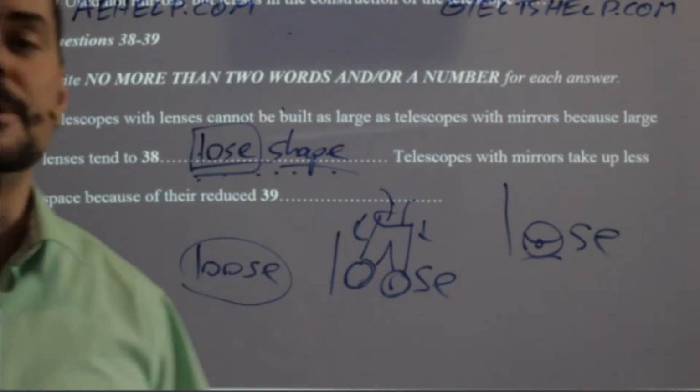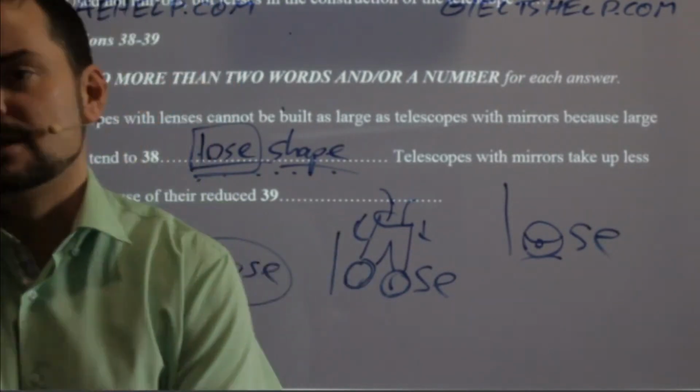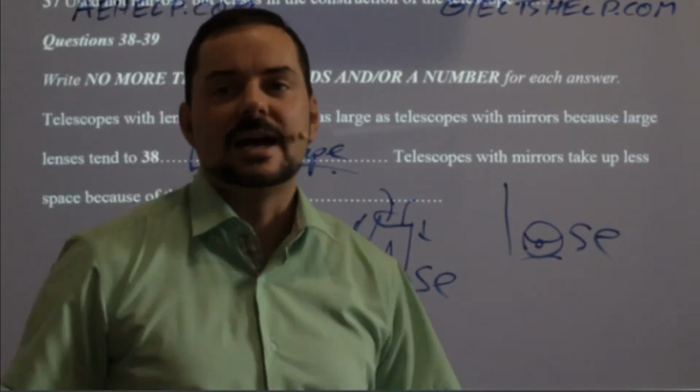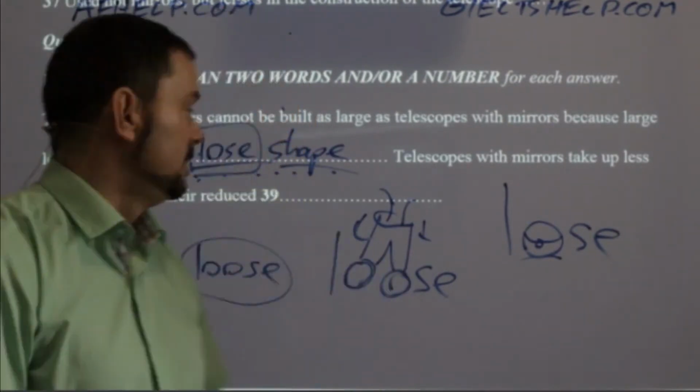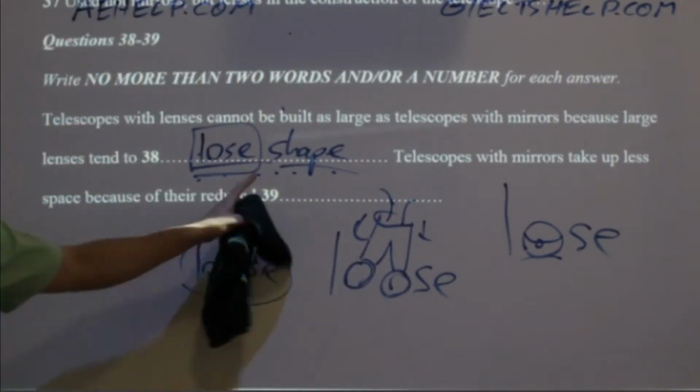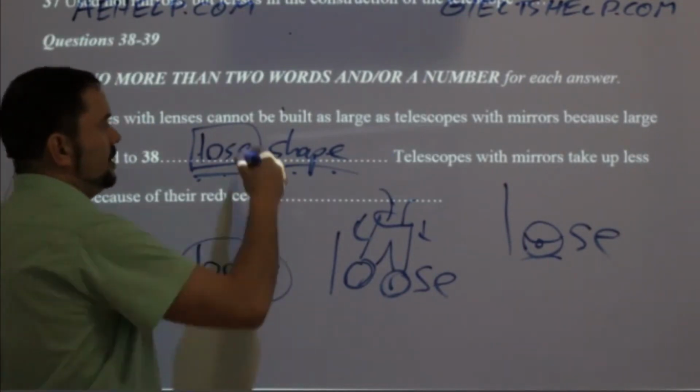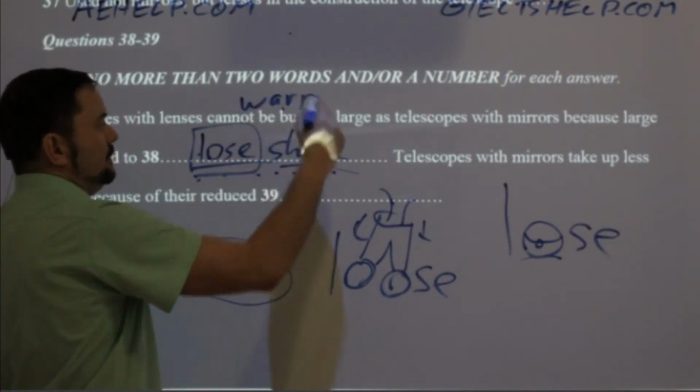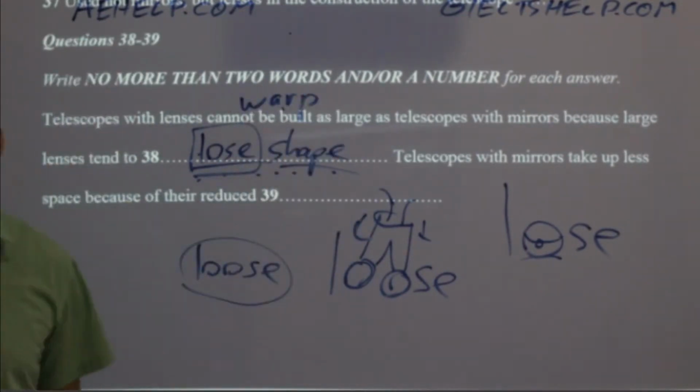It's a very common spelling mistake for people. I used to make it in the past all the time too, to add that extra O, but be careful. So don't lose a mark. Lose shape. Or another word that you could have used is warp. They mentioned that as well. So warp. All right.